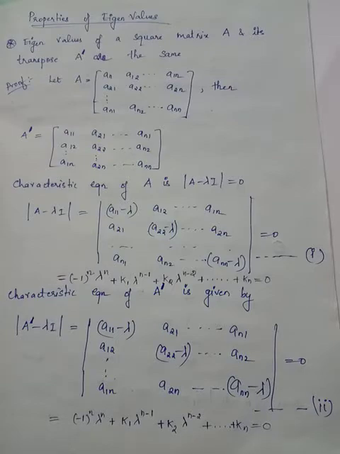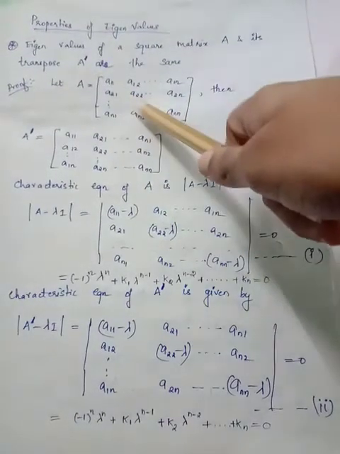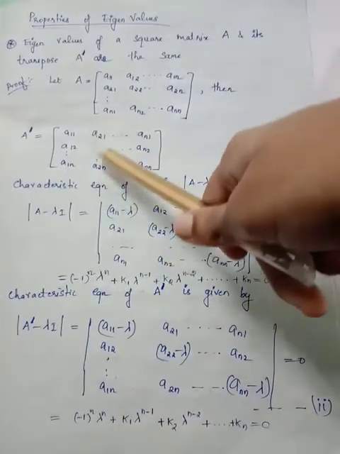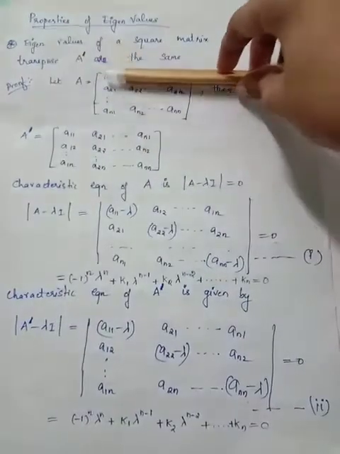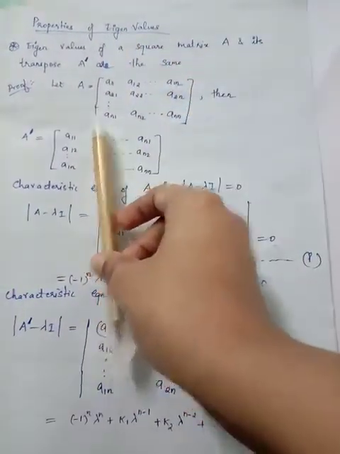Let's look at the proof of this property. Consider an nth order square matrix A and the transpose of the square matrix represented by A dash. That is, the first column of A dash is the first row of A, the second column of A dash is the second row of A, and so on.